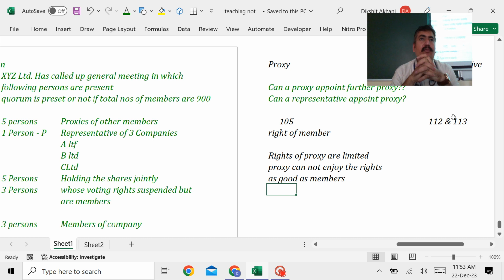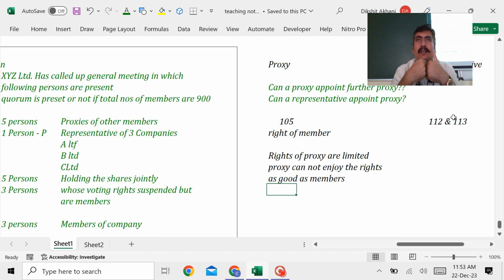Now, what are the rights and limitations, I will discuss as and when I come to section 105. But till then, आप इतना समझो कि appointment of proxy is the member's right, not the proxy's right. So once I have appointed a proxy, that is fine. But you are not a member of company. If you are not a member of company, you cannot appoint further proxy. Make sense or not?